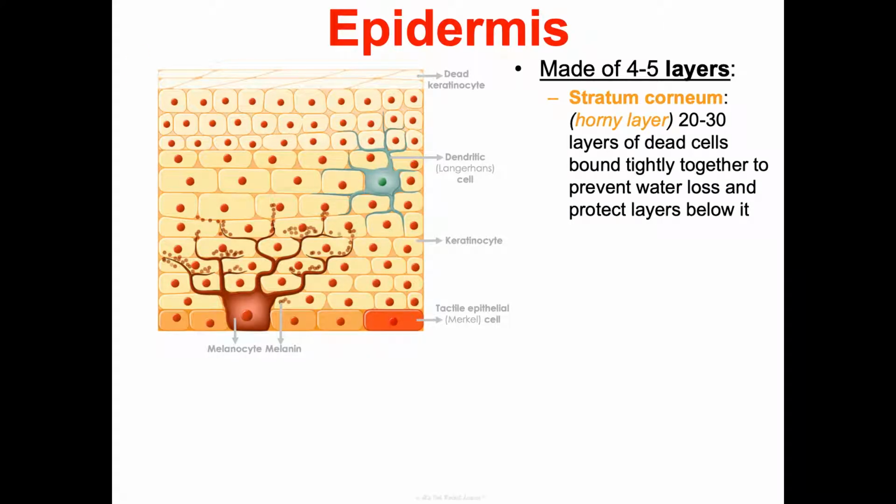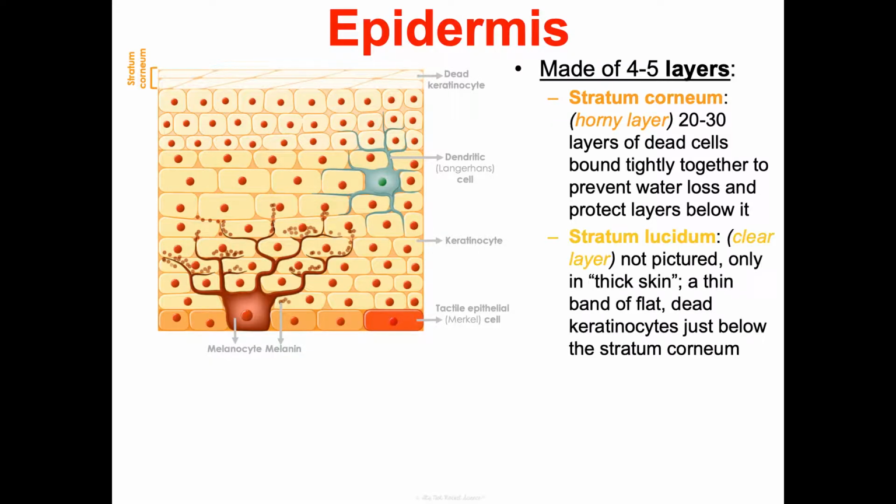Okay, so first we're going to start from the most superficial layer and work deeper. So the stratum corneum, this is also known as the horny layer. It's anywhere from 20 to 30 cell layers thick of those dead skin cells, those dead keratinocytes. And they're bound super tightly together, and they help prevent water loss from the skin, and then also just create a really protective layer for the other layers below it.